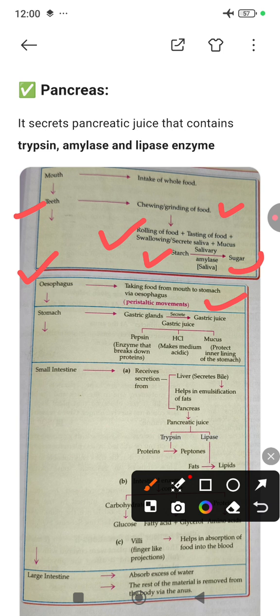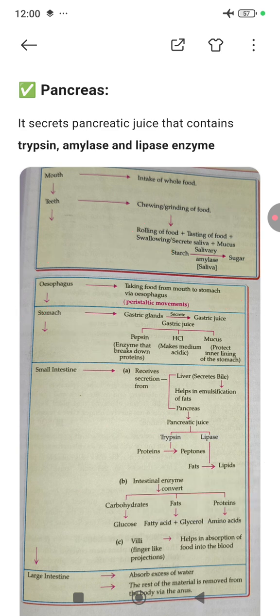The next portion is the stomach. We already discussed that the stomach contains lots of gastric glands which secrete gastric juices, and gastric juices contain pepsin enzymes, which break down the proteins. HCl makes the medium acidic and kills the bacteria. Number 3 is the mucus, which protects the inner lining of the stomach from the harmful effects of HCl. Clear? So these are the things which take place inside the stomach.